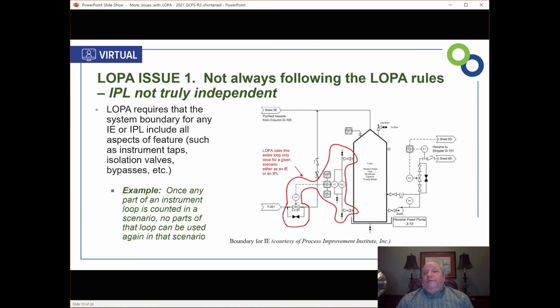So the initiating event is the level control loop failing, leading to high level or low level. And now that we've used that loop, we can't use anything else within this boundary for any other part of this same LOPA scenario. So the high level alarm can't be used, the low level alarm can't be used if you wanted to consider human response IPLs. There's another point here, that is, you shouldn't break this loop apart to estimate the frequency of the initiating event.